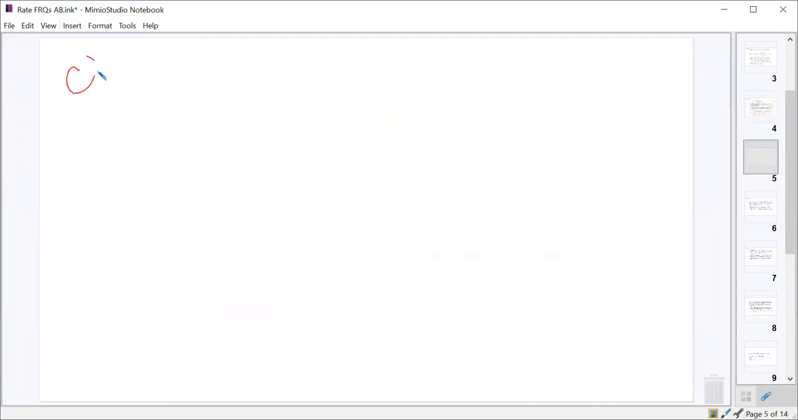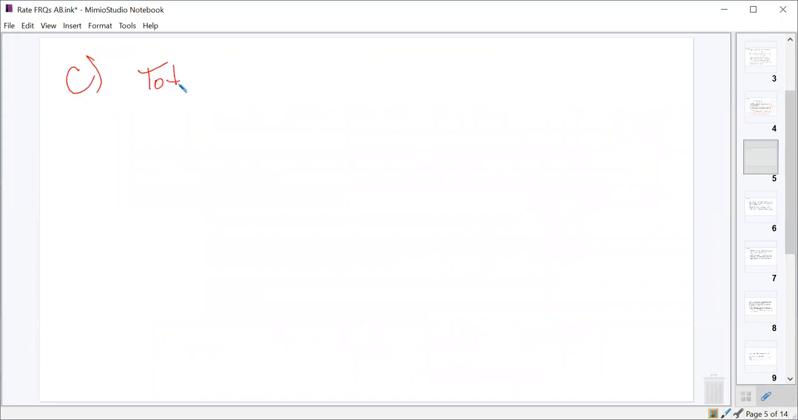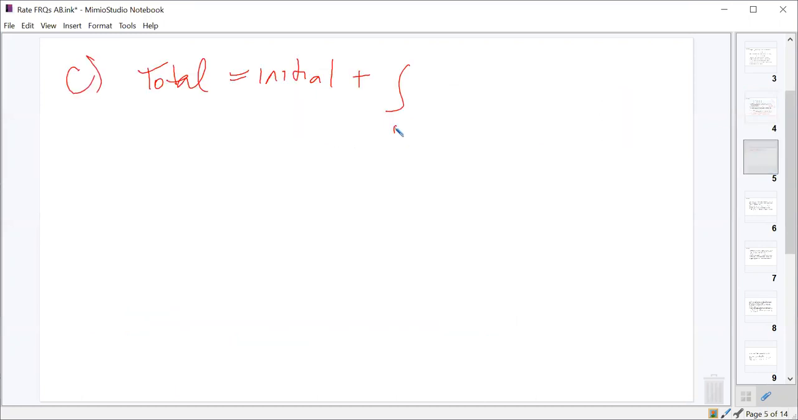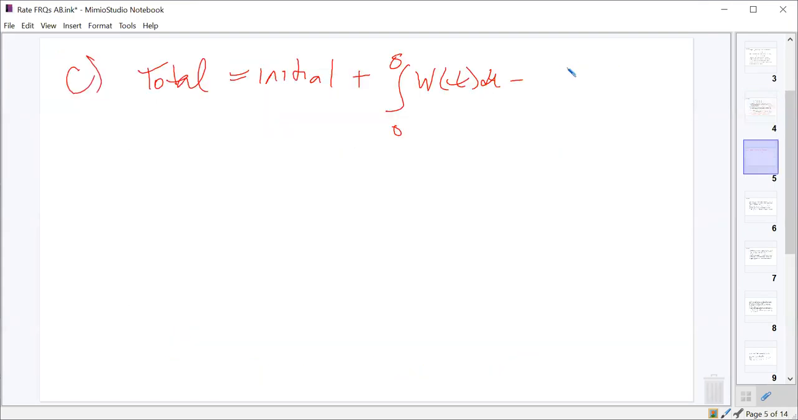All right, part C. We want to find the total amount of water in the tank using our estimate from part B. So the total amount ought to be the initial amount plus the amount that flows into it, which is W of t. So plus the integral from 0 to 8 of W of t. And then minus the amount that we approximated that left, which was 8,050.